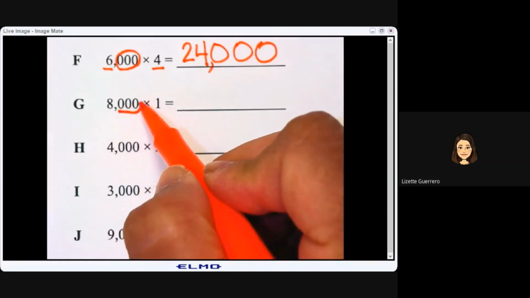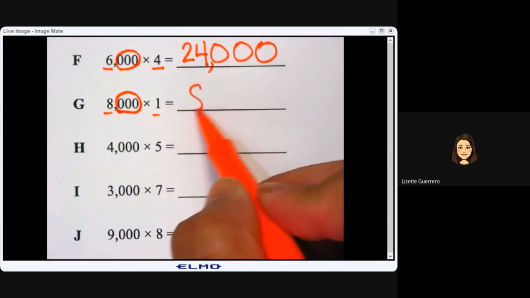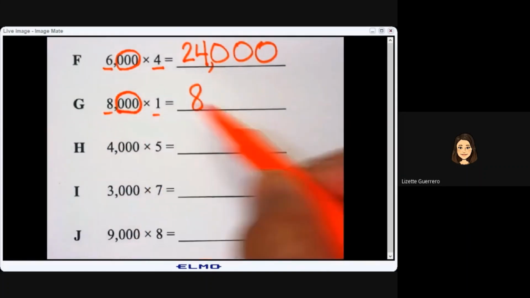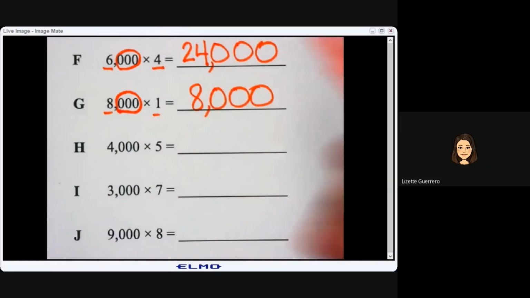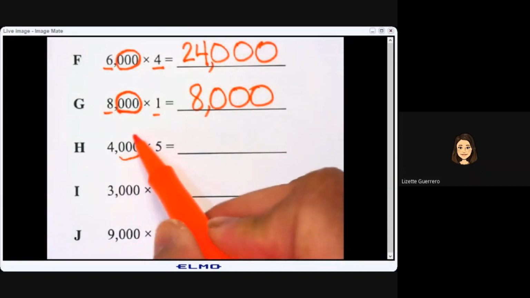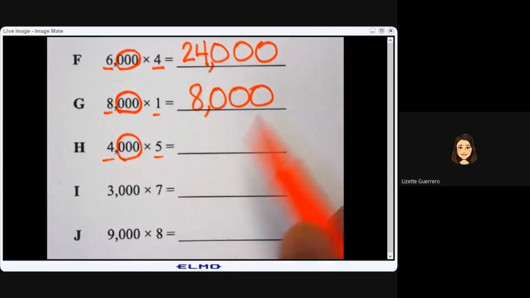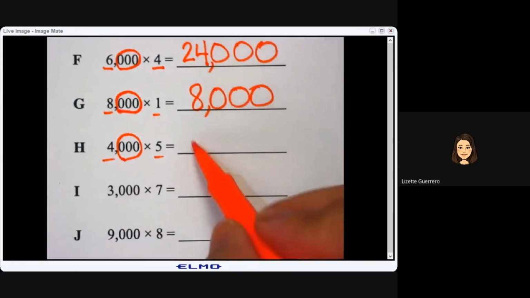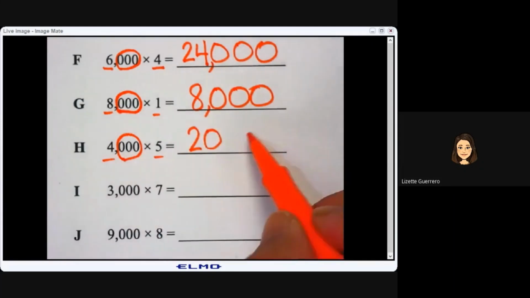G, 8,000 times 1. Circle your trailing zeros. 8 times 1 is 8. 3 trailing zeros. 1, 2, 3. Circle your trailing zeros. Multiply 4 times 5. 5, 10, 15, 20. Attach your 3 trailing zeros. 1, 2, 3.